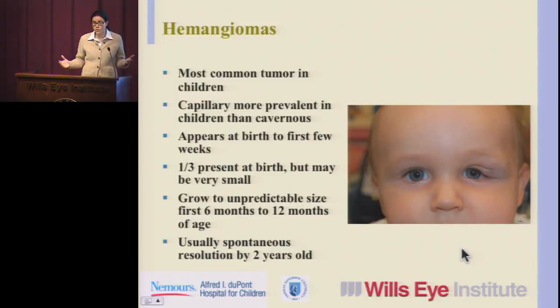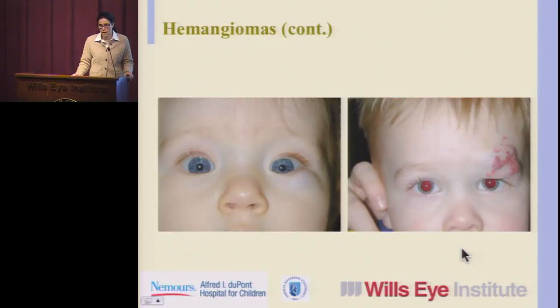They can grow to an unpredictable size through the first 6 to 12 months of age. Usually what we see is spontaneous resolution by about 2 years of age. The color will decrease, they won't be as heavily pigmented, they'll get a little bit softer, and then over time they will regress. That being said, there are children who need to be treated for this.